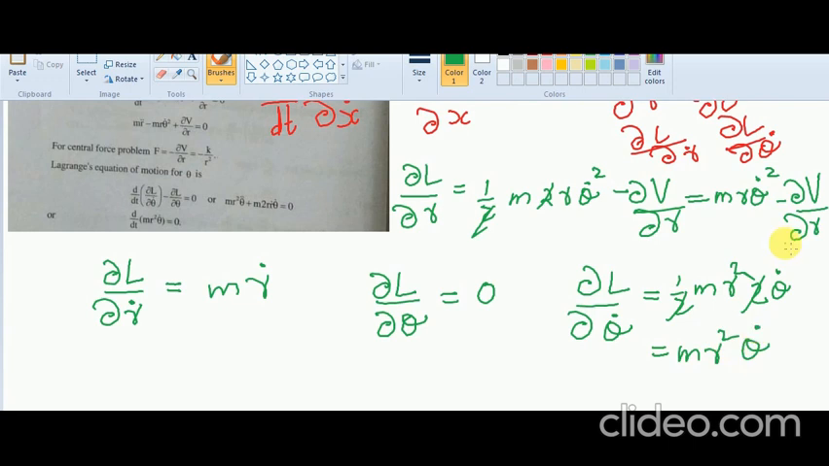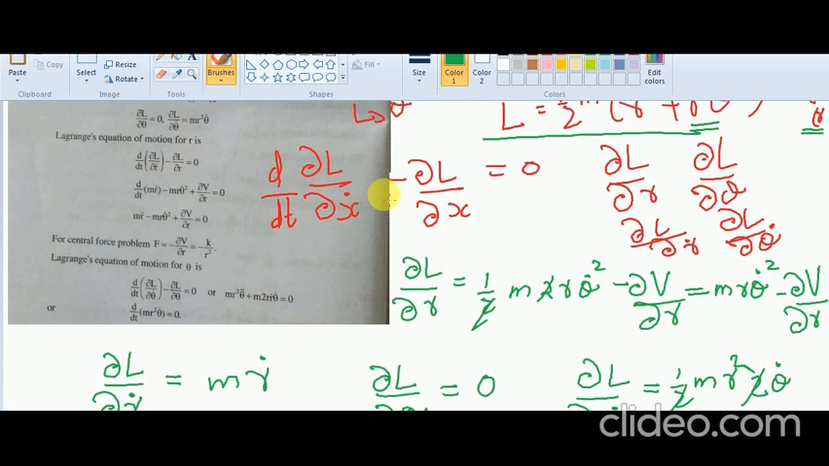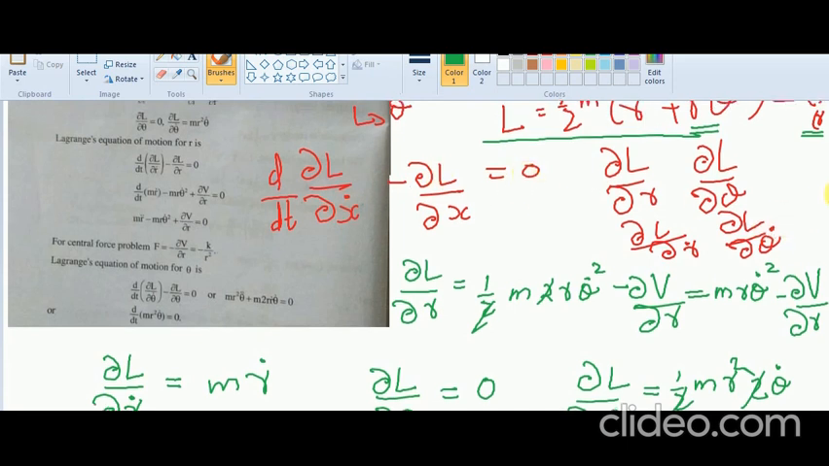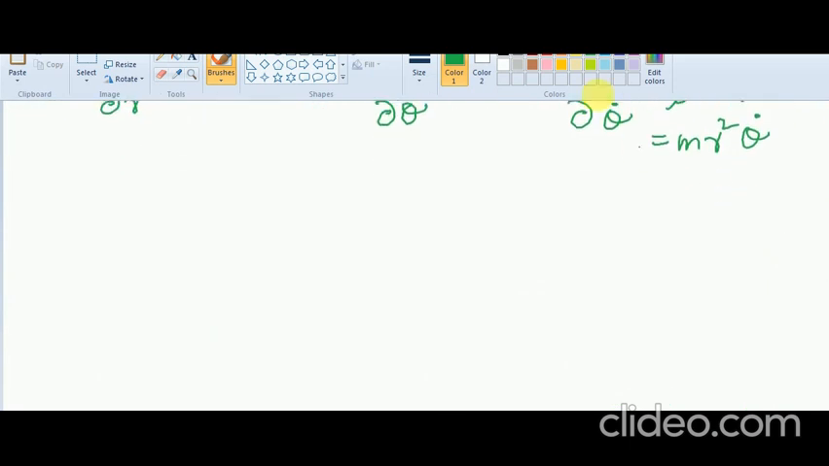So you can see that here there are 2 generalized coordinates. So we have to find the expression for the Lagrange equation. We know the Lagrange equation is d by dt of dou L by dou x dot minus dou L by dou x equal to 0. But here there are 2 generalized coordinates, r and theta. Therefore there are 2 Lagrange equations, one in terms of r, another in terms of theta. So d by dt of dou L by dou r dot minus dou L by dou r equal to 0 is one expression. Similarly, d by dt of dou L by dou theta dot minus dou L by dou theta equal to 0. So 2 Lagrange equations are there.